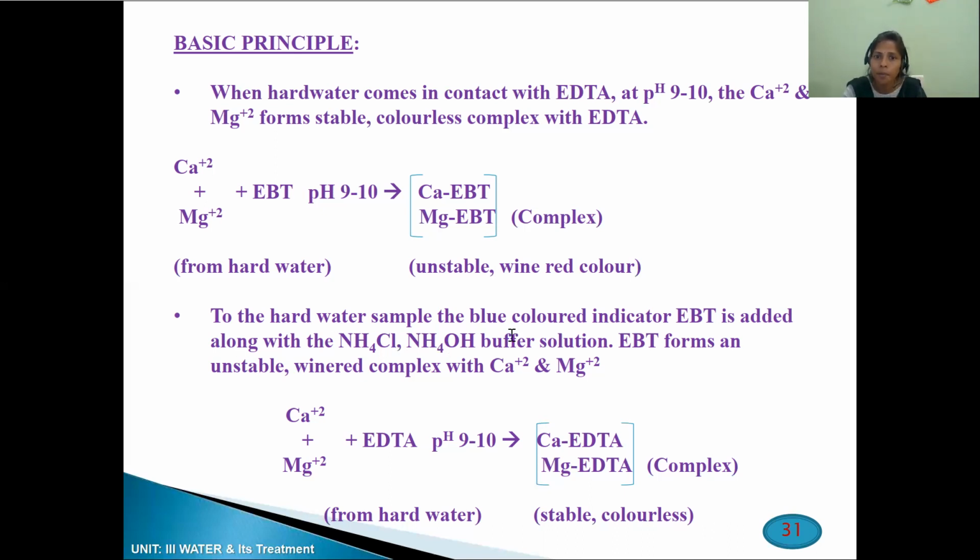So to the hard water sample, the blue colored indicator EBT is added along with a buffer solution, and EBT forms an unstable wine red color complex with calcium plus 2 and magnesium plus 2. Now what happens here? When we do this reaction in the absence of EBT, that means adding EDTA directly, we get a stable and colorless complex, so we can't find the end point. This is the basic principle involved in this experiment.